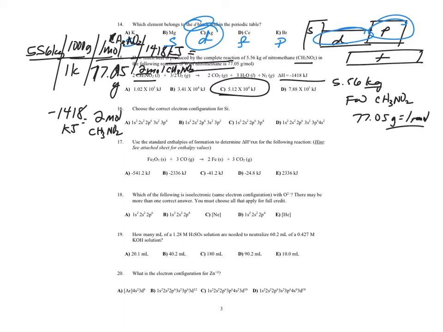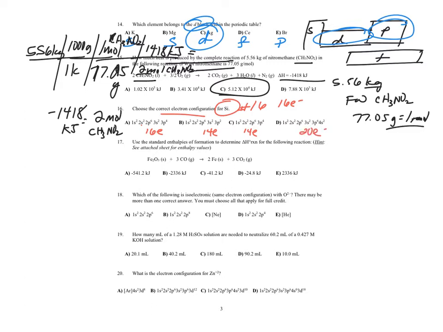All right, number 16. Choose the correct electron configuration for silicon. Silicon is element number 16, so you can add up. There's no charge there, so which ones even have 16 electrons here? Here you have 14 electrons. Here you have 20 electrons. So you could have done it that way.